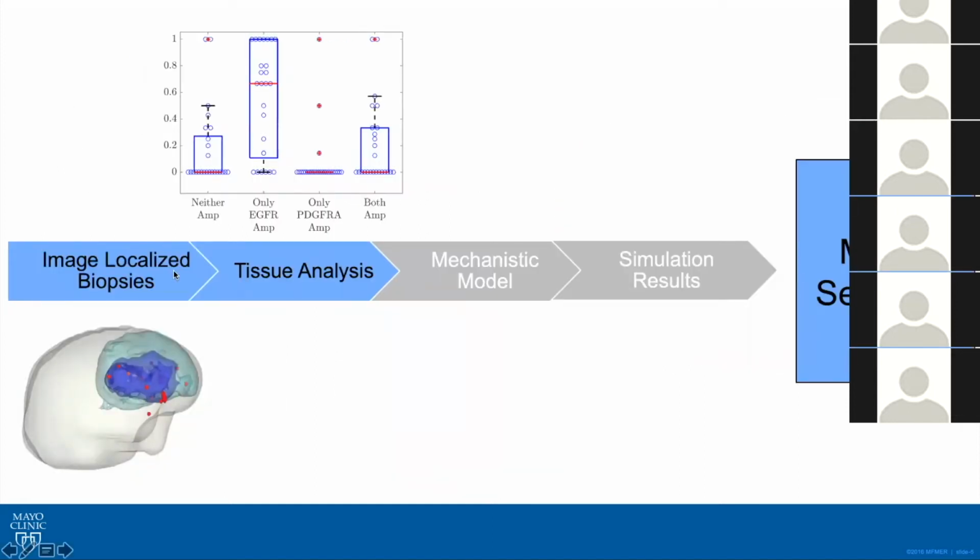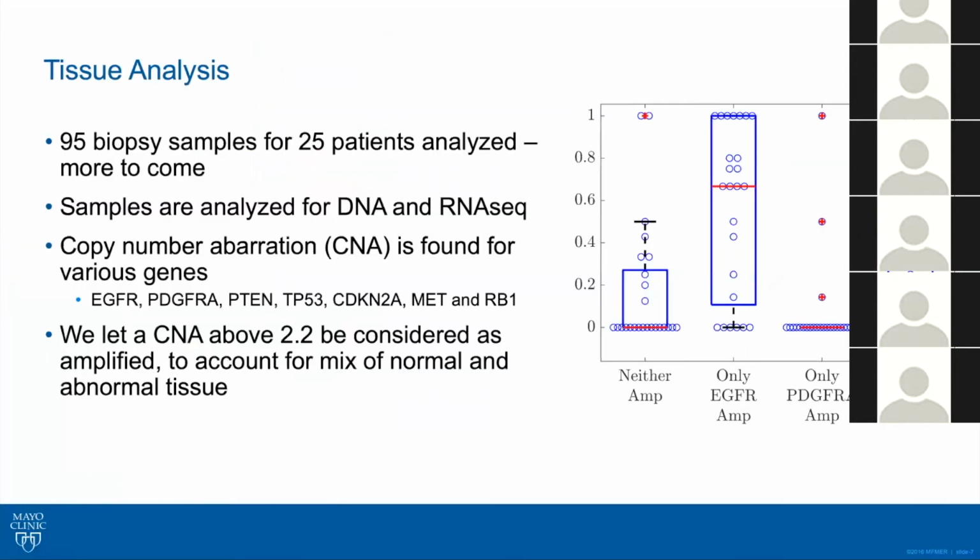So as for the tissue analysis, we then take these biopsies and we analyze something called the copy number aberration, which typically a diploid cell will have 2 copies of a gene. So they'll have a copy number aberration of 2. Numbers that are larger than that are considered amplified or a gain in that gene. And often that means that specific cell is upregulated in that gene and promoting whatever that gene does.